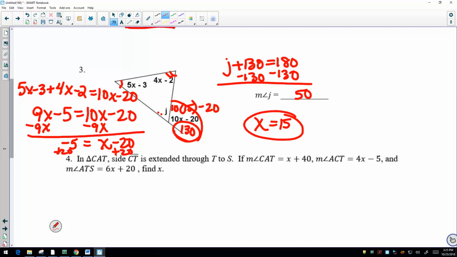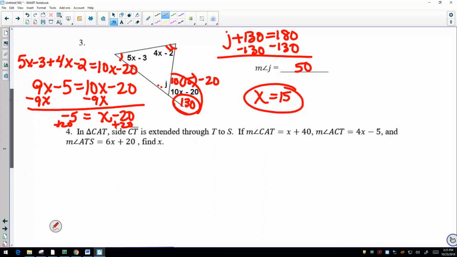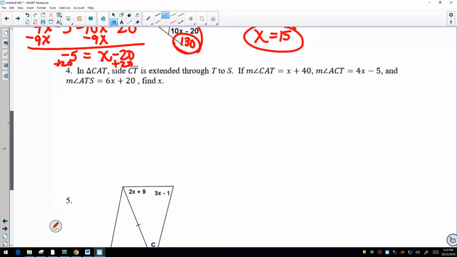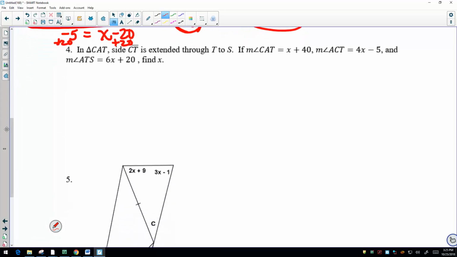Okay. Number 4, what you're going to notice is there is no picture. So now we just kind of have to be careful with the words that they've given us. They're telling us I have a triangle CAT, and it tells me side CT is extended. So I'm going to draw a triangle, and it tells me I have side CT extended. So let's label this CT, and it says it's extended through T over to S.